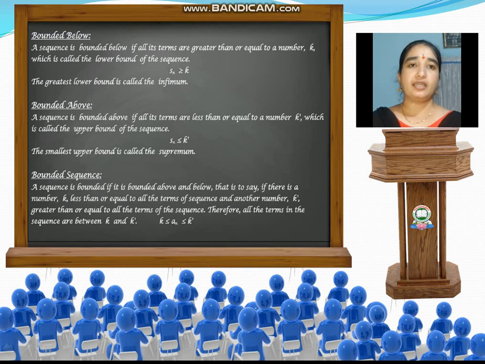In a sequence, if both lower bound and upper bound exist, that is, k is less than or equal to Sn is less than or equal to k dash, then the sequence Sn is known as bounded.